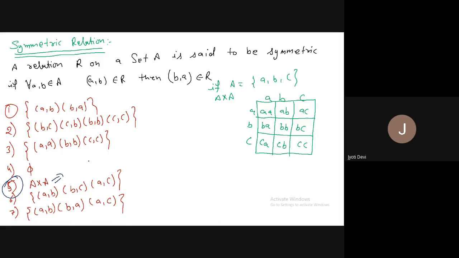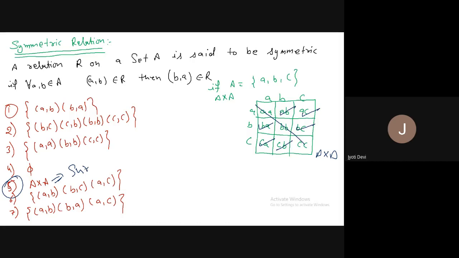Guys, fast. Yes. Why is it symmetric? Because in this, all elements are present. It is an A cross A matrix, meaning BA is present, then AB is present, AC is present, then CA is present, then BC is present, CB is present, and all diagonal elements are present. So that's why it is symmetric.